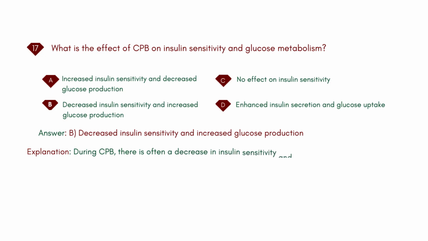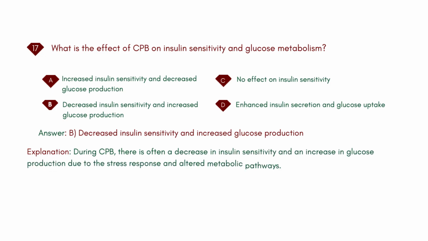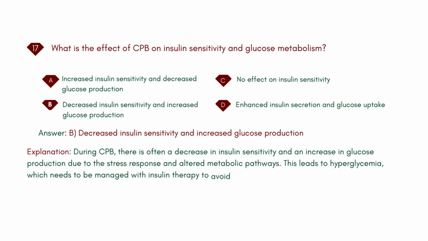Explanation. During CPB, there is often a decrease in insulin sensitivity and an increase in glucose production due to the stress response and altered metabolic pathways. This leads to hyperglycemia, which needs to be managed with insulin therapy to avoid complications such as infection and delayed wound healing.